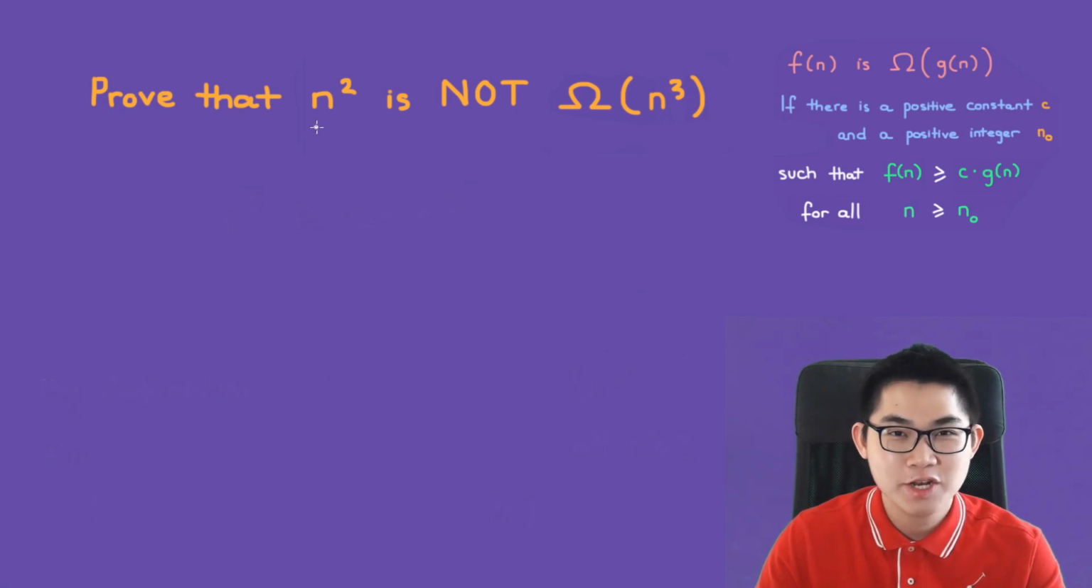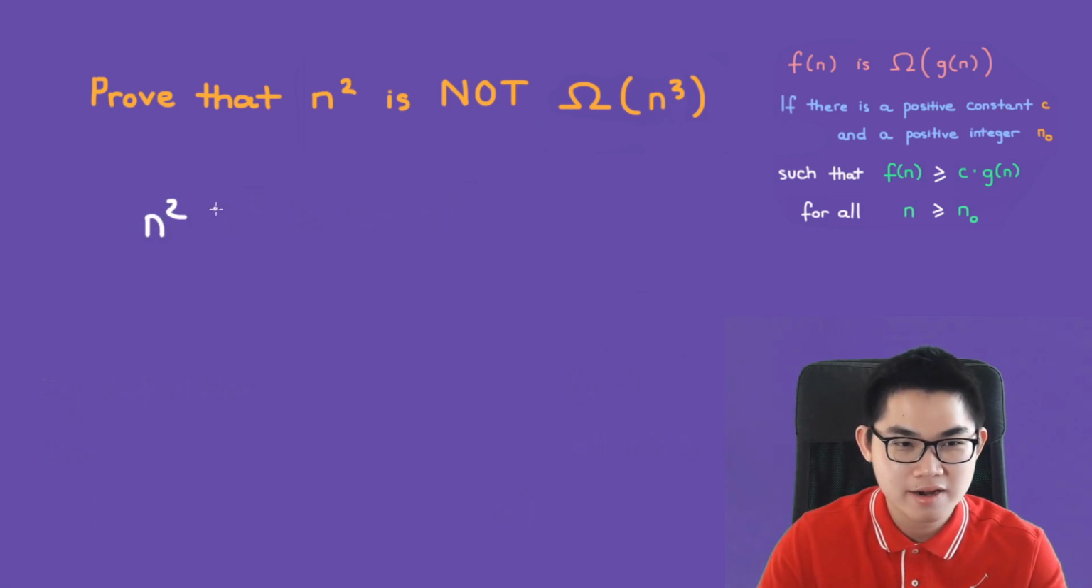Prove that n to the power of 2 is not big omega of n to the power of 3. So we know that n to the power of 2 is not big omega of n to the power of 3, because if we write it in our inequality, we have n squared is greater than or equal to c times n to the power of 3.